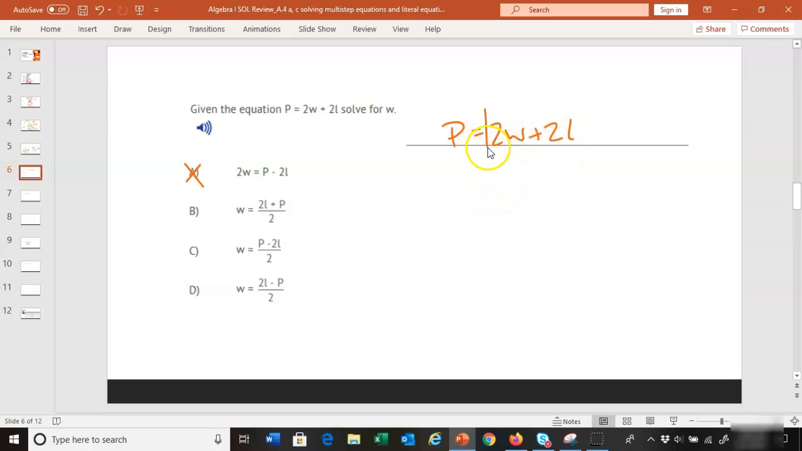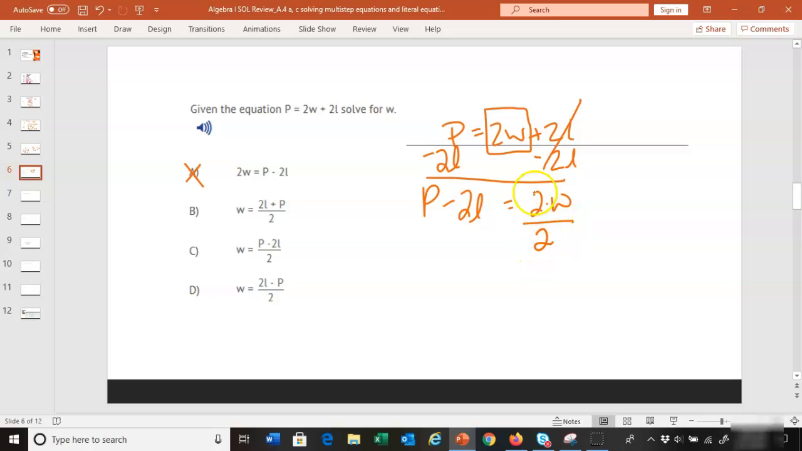So our goal is to get the W term by itself. So again, hold on tight. Don't move that. Move everything else first. So minus 2L, minus 2L. We're just rewriting sort of on the other side. Now this is multiplication, so the inverse is division. There we go. P minus 2L over 2. That is C.